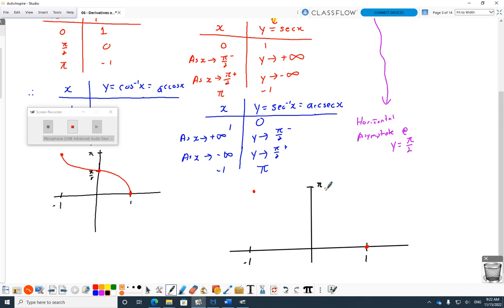Then, horizontal asymptote at pi over 2. So here it comes in orange. My goal is that you can barely see it, and when you do your horizontal asymptote, you should draw it very lightly. It shouldn't take over the picture. It's just a guideline.